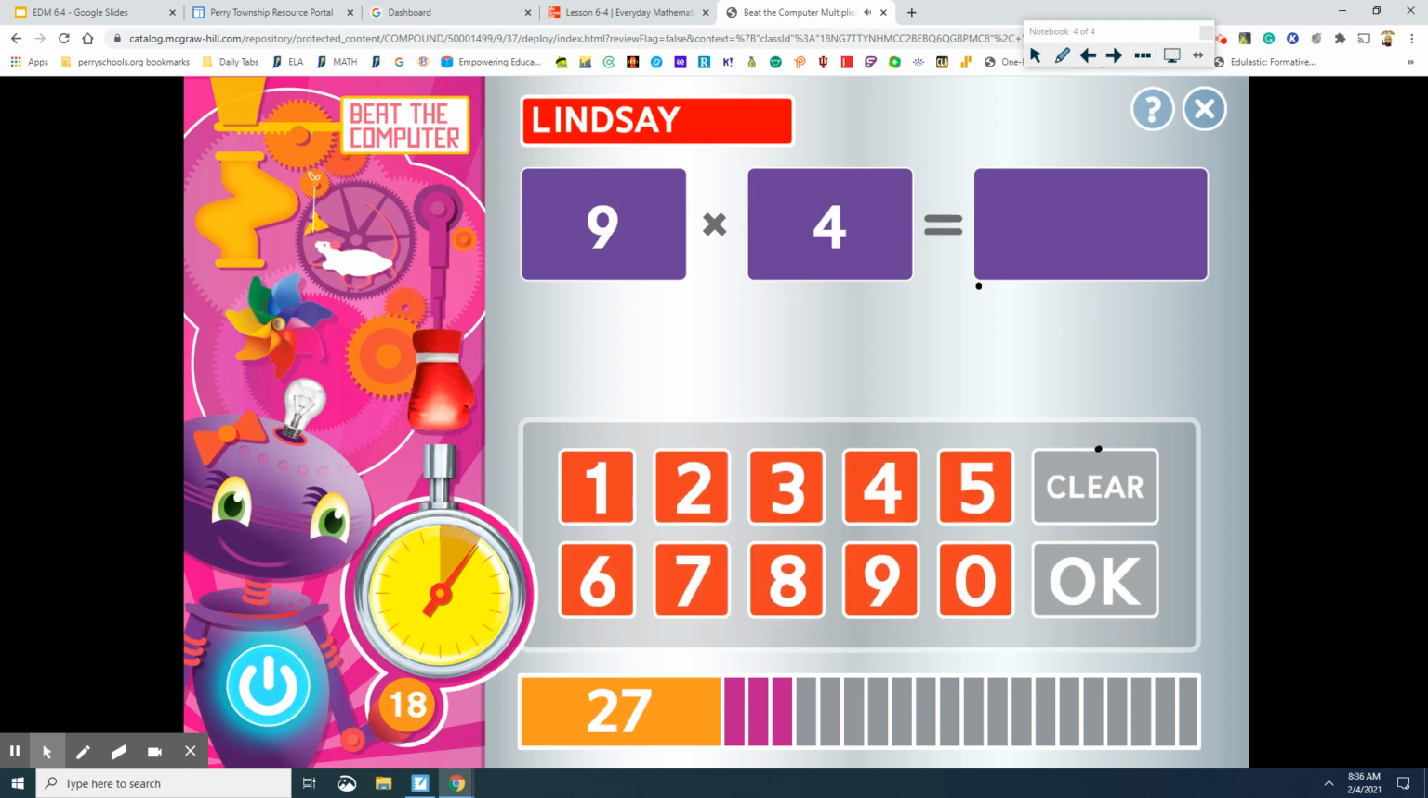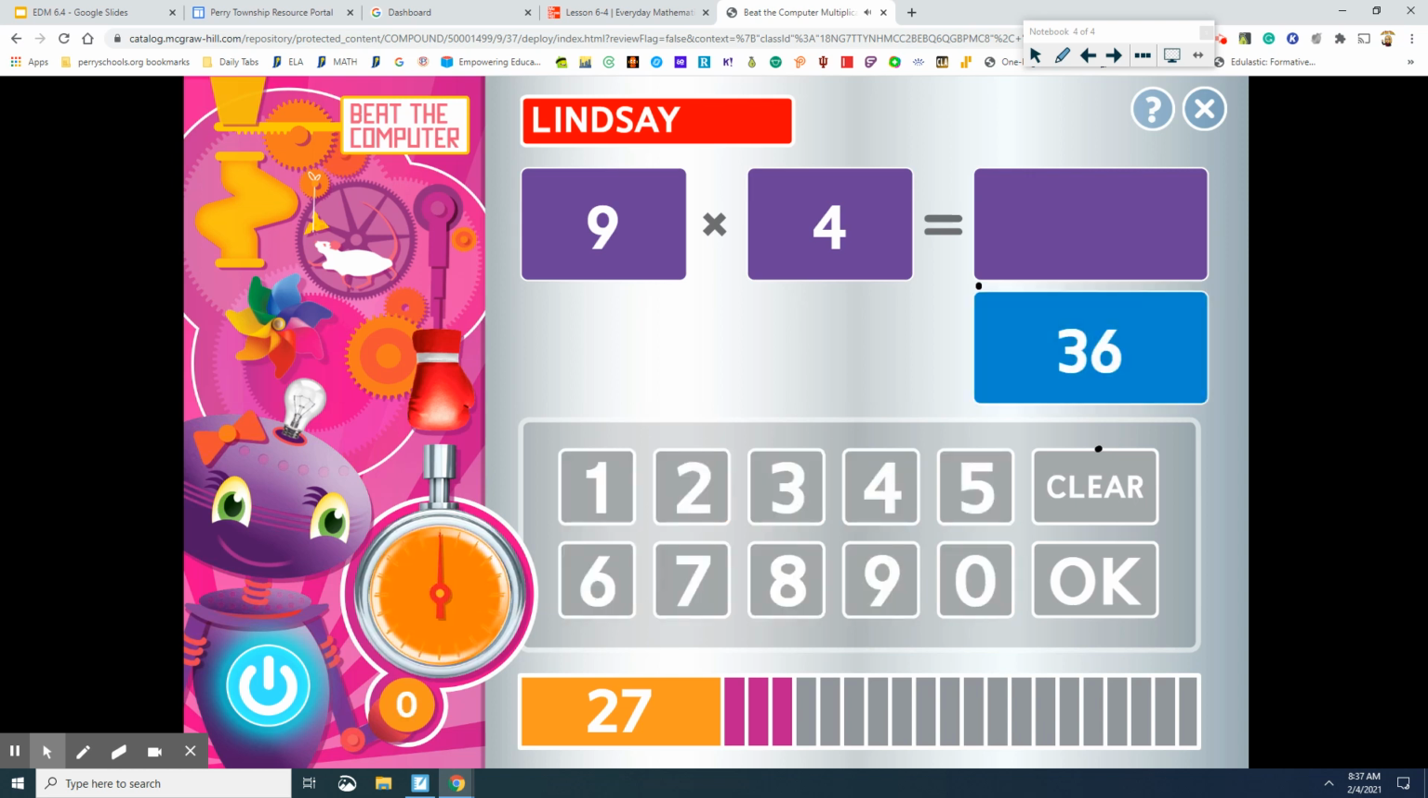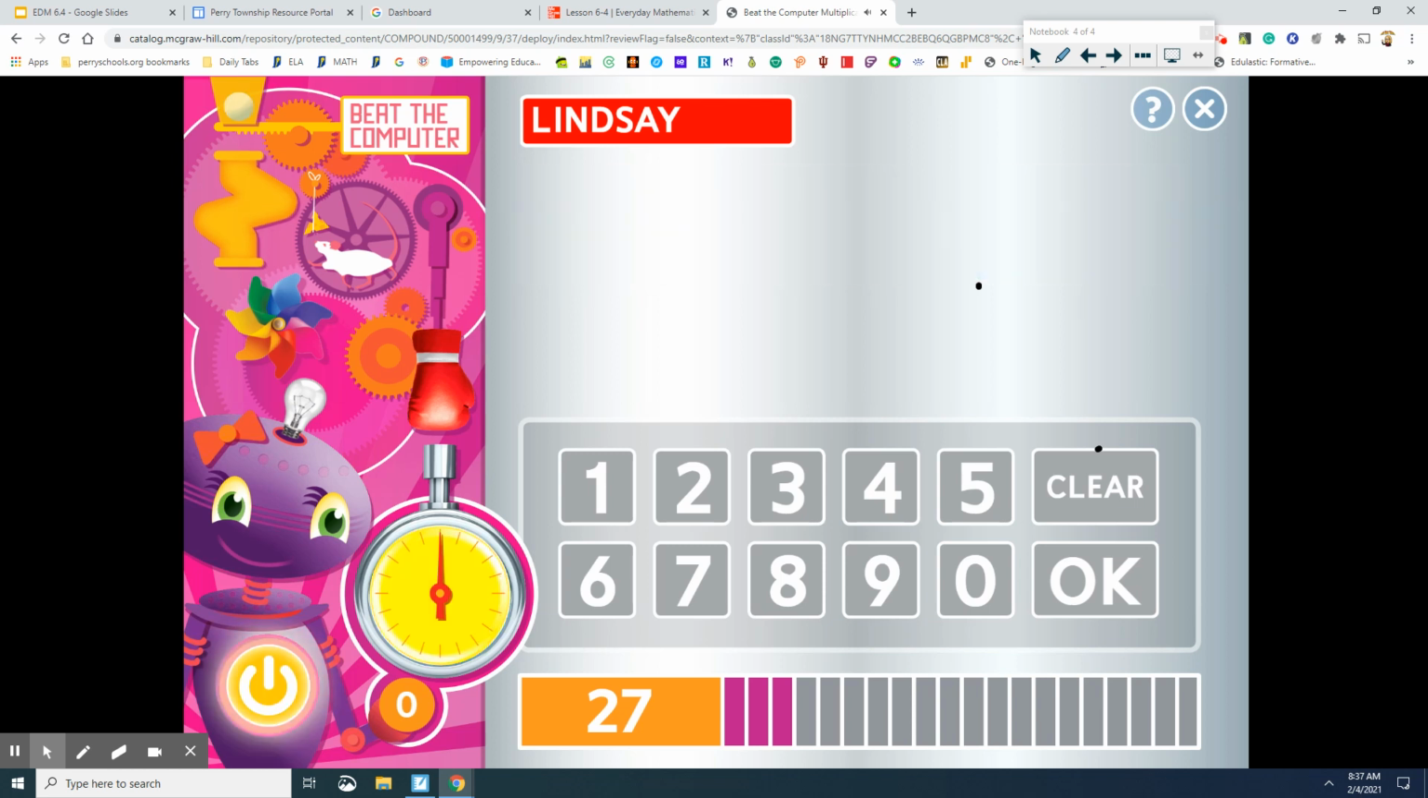So if you don't know your facts, you can use your board to help you. For this one, I think I would use the subtractive group. And I know that 10 times 4 is 40, but I need 9 groups of 4, so I'm going to subtract 40 minus 4, and that's 36. So I could do that in my head and get the answer. The computer got the answer before me, so I don't get the points on this one.